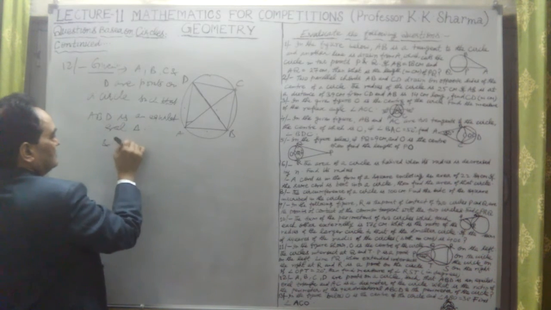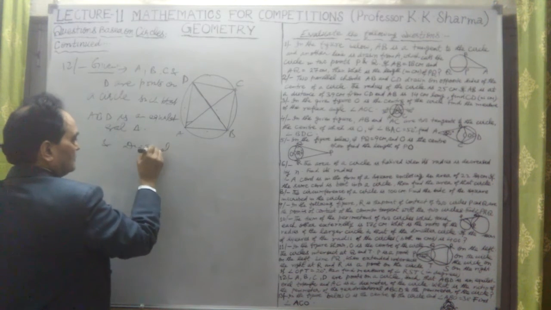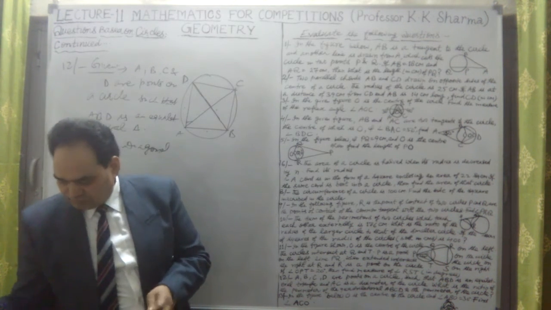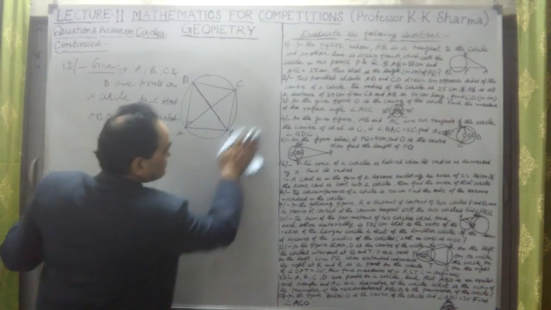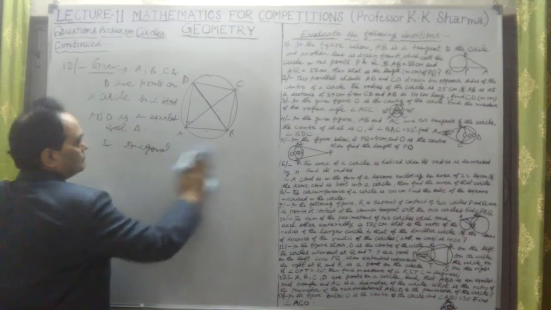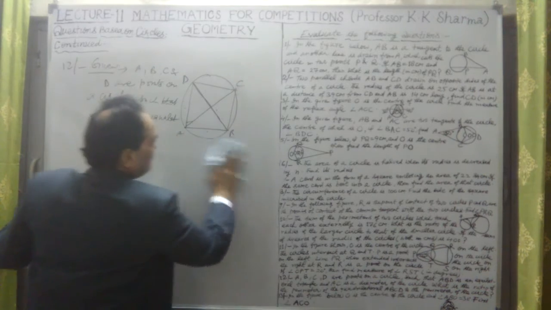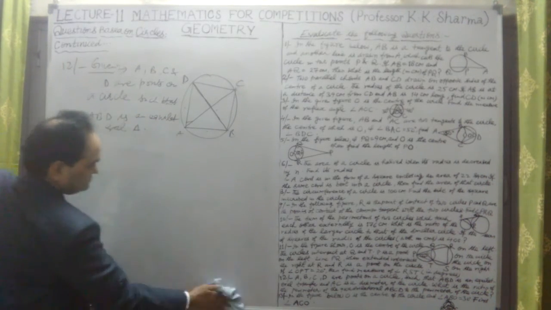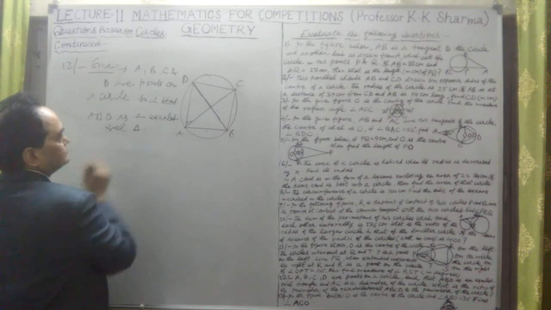And diagonal AC. Let me change this. Okay, let me clean this first. Some black is there. Okay, let me clean only this one. Okay, equilateral triangle.